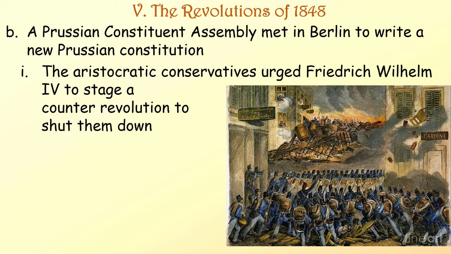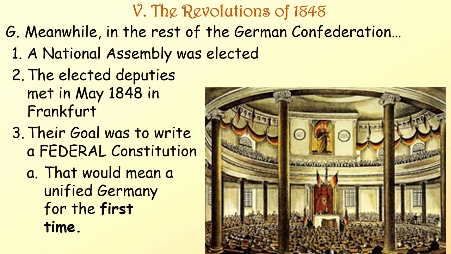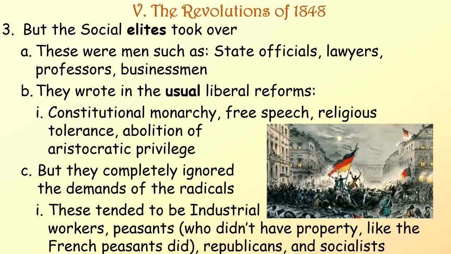A Prussian Constituent Assembly met in Berlin to write a new Prussian constitution. The aristocratic conservatives urged Friedrich Wilhelm IV to stage a counter-revolution to shut them down. Meanwhile, in the rest of the German Confederation, a National Assembly was being elected, and the elected deputies met in May of 1848 in the city of Frankfurt. Their goal was to write a federal constitution, and that would mean a unified Germany for the first time.